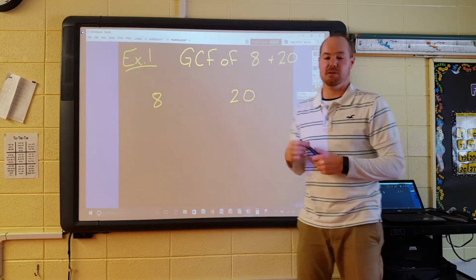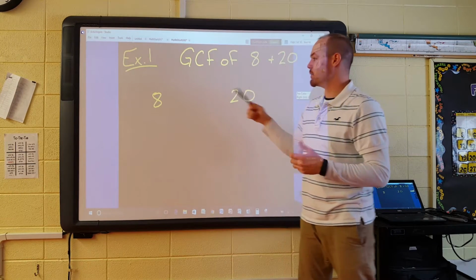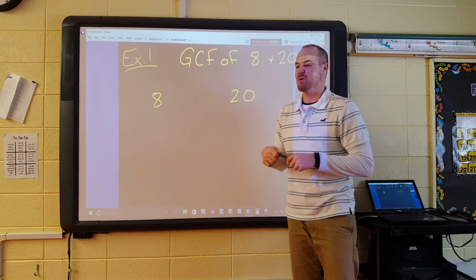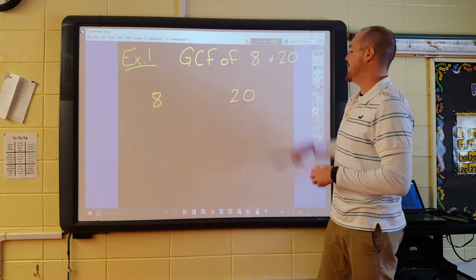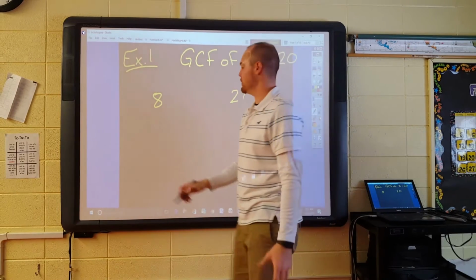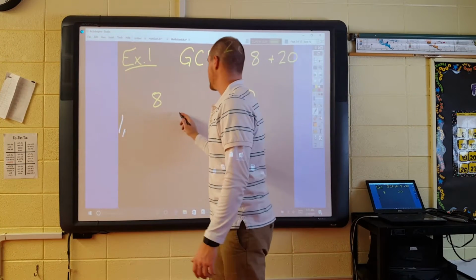I'm trying something a little bit different today. We're writing down the examples beforehand, so hopefully we don't waste as much time. It says find the greatest common factor of 8 and 20. So the first thing we need to do is list the factors of every number.